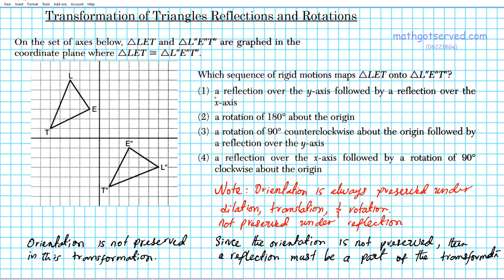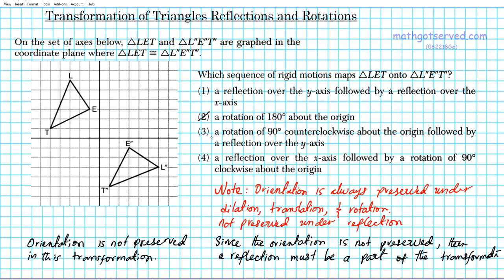If you take a look at the options right here, number one is strictly reflections, so that's a possibility. It could be number one. Number two is strictly a rotation, so it cannot be number two, because if it were just a rotation, the orientation would be preserved. Number three is a rotation and then a reflection. A reflection is part of it, so it could be three. And number four is a reflection and a rotation. So it could be either option 1, 3, or 4. We're going to take a look at all of them.